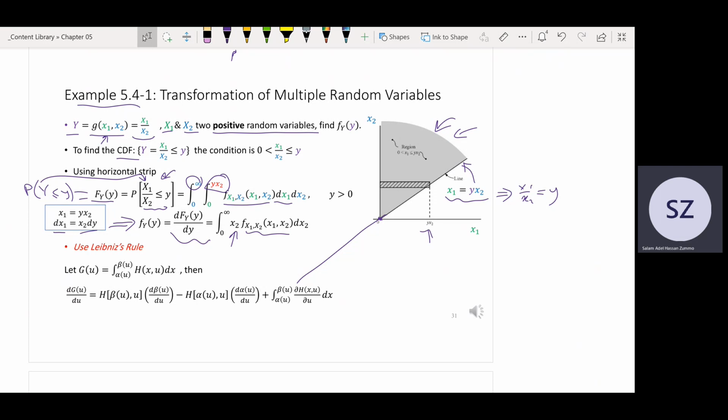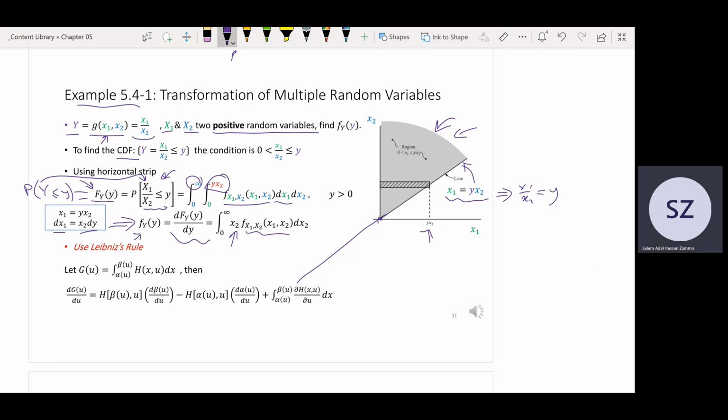However, the same steps are always there. You start with the definition, probability Y less than or equal to y, and then you integrate. After that, you need to differentiate. You differentiate what you get here, which is F_Y, the CDF, and you get the PDF.